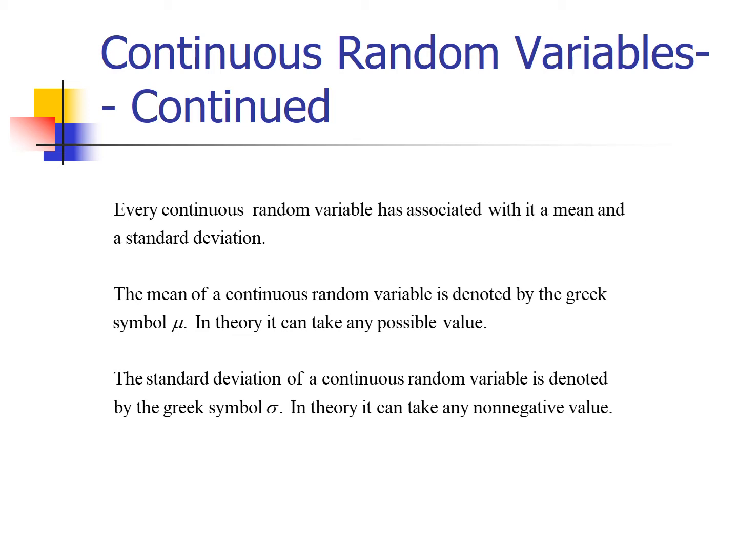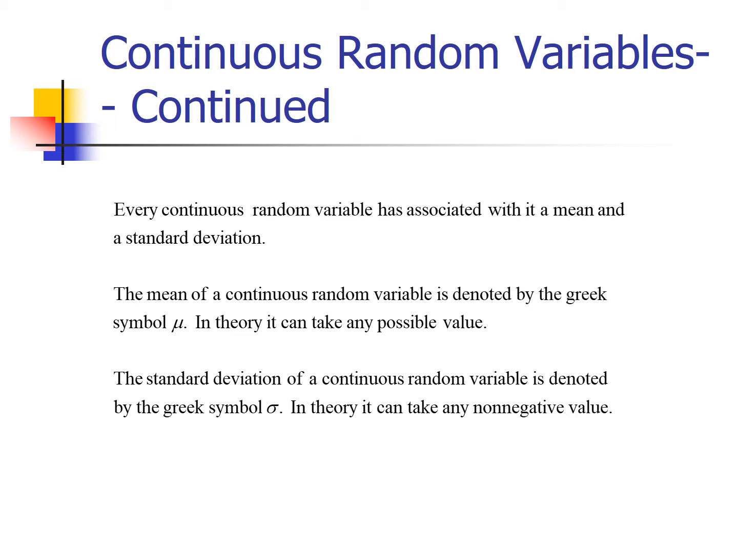The mean of a continuous random variable is denoted by the Greek symbol mu. In theory, it could take any possible value. The standard deviation of a continuous random variable is denoted by the Greek symbol sigma. In theory, it could take any non-negative value. So at this point, this is really the same as a discrete random variable.